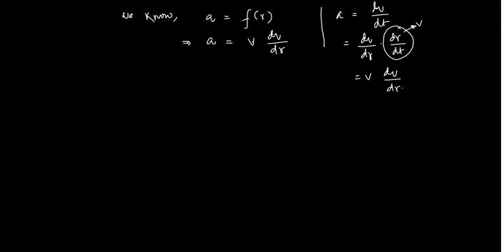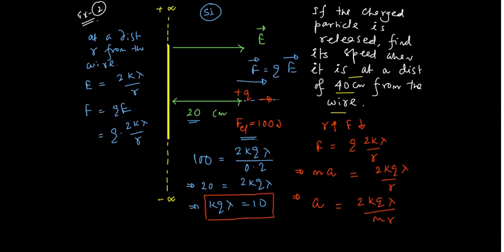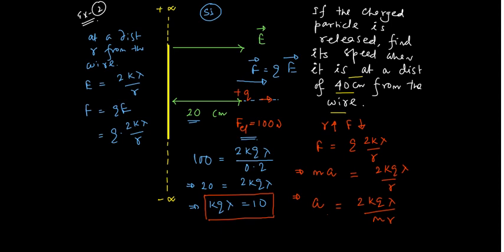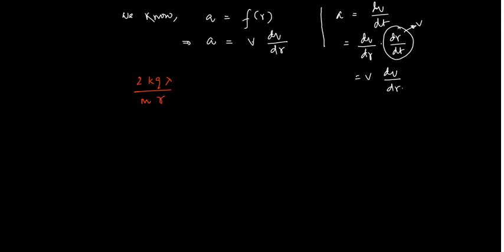So this result I am going to use, because previously I got the value of a, that is equal to 2kqλ divided by m into r. If I am not wrong, this is the value. This is equal to v dv/dr. All right. Now I will just separate the variables. So v dv is equal to 2kqλ by m, this is a constant term so I kept it out, and then dr by r. Now I will integrate this.